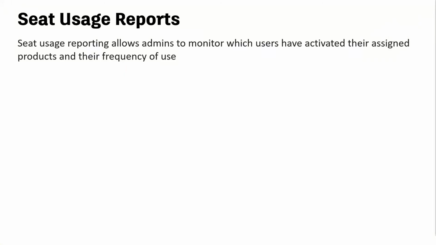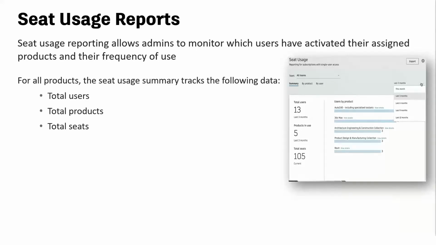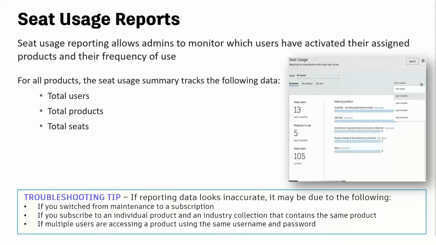This feature is only available for products with sign-in access and can only measure the activity of users that are connected to the internet. As you see here in the graphic, usage summary tracks total users, products, and seats. It tracks total users when an assigned product is open and used by someone on your team. It'll account for total products based on the list of assigned products that users have accessed. And then finally, it counts the total seats based on the total number of seats you've subscribed to for products with sign-in access. You have the option to select different timeframes for a historical look back from the current month up to the last 12 months.